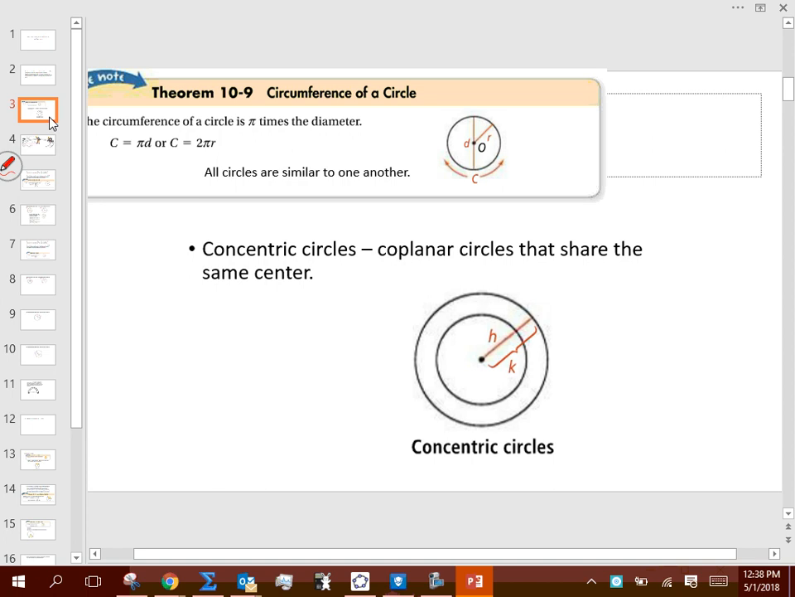Some questions that we're going to be asked are in regards to these two circles down at the bottom that share the same center. Those two circles are referred to as concentric circles. Concentric just means they share the same center. Co means together, and centric means center, right? So circles that have the same center, or share the same center.